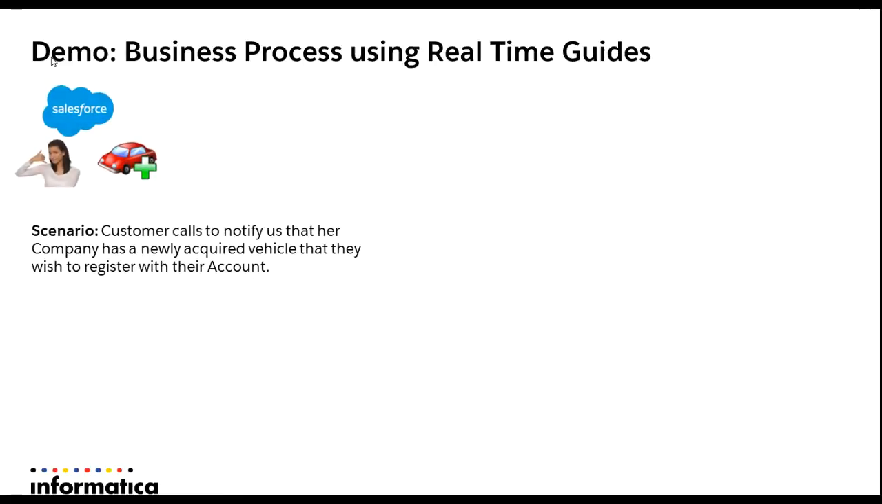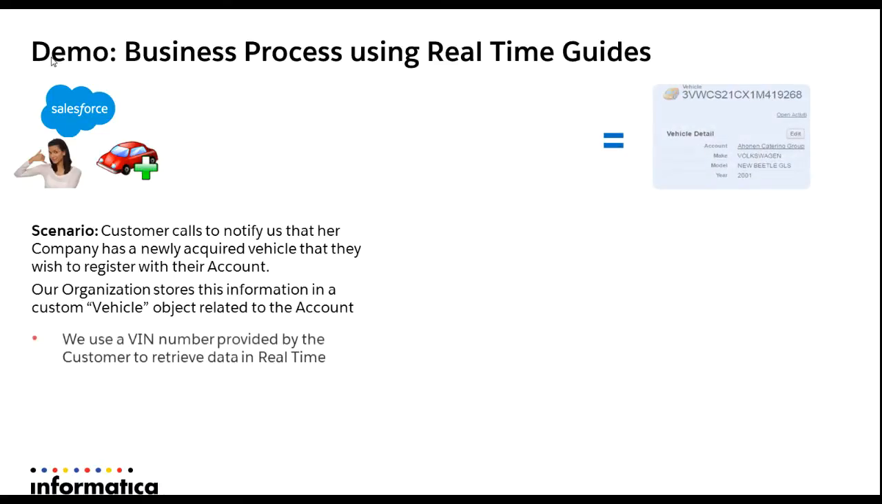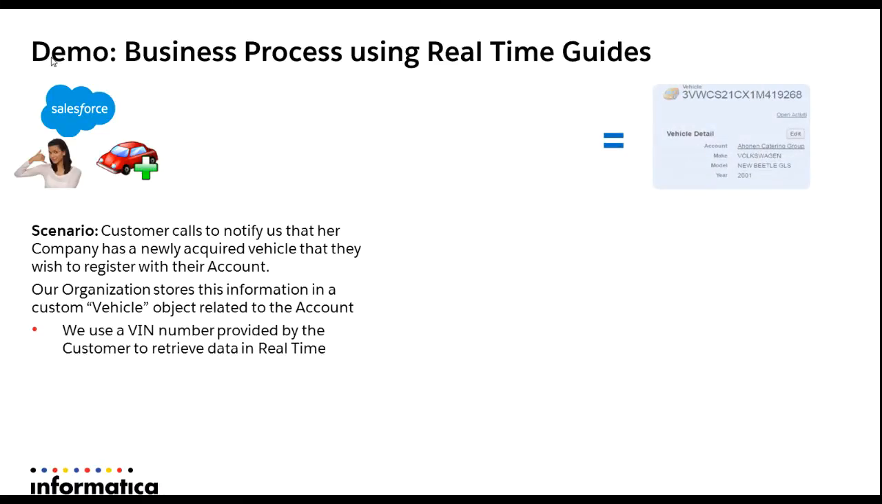So let's talk about a demo here. First, for our demo, we're going to need a scenario, and here's the business scenario. A customer calls to notify us that her company has newly acquired a vehicle that they wish to register with their account. Now, perhaps we're an insurance company, or we register delivery vehicles. In our case, we have information about vehicles set up in a custom vehicle object that we relate to the account. And so we'll use a VIN number provided by the customer to retrieve data in real time.